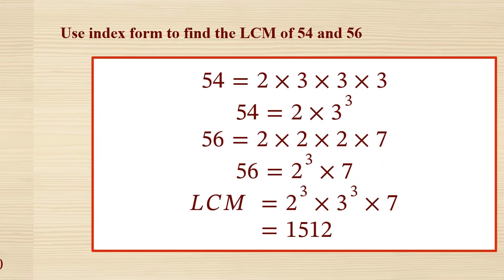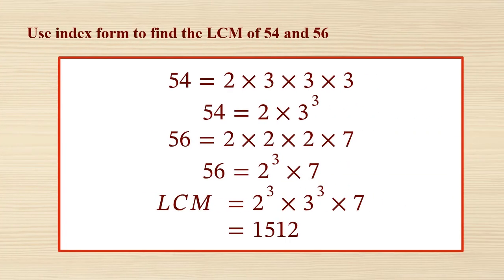Another example is where we use index form to find the LCM. In this method we express each number as a product of its prime factors. Then, for the prime factors with the highest powers, we find their minimum combination. Example, use index form to find the LCM of 54 and 56.